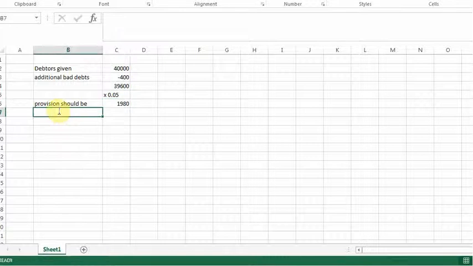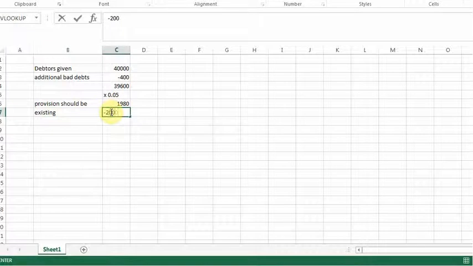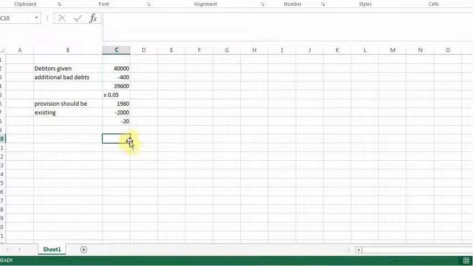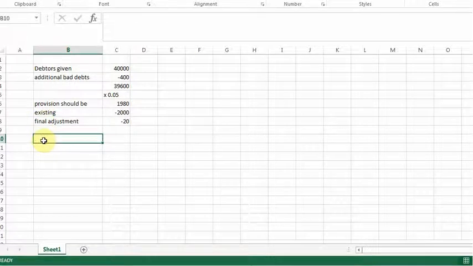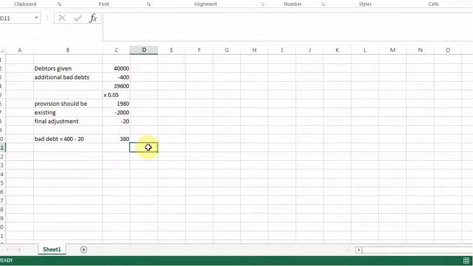The existing provision that was provided to you is deducted, and that was minus 2,000, which gives you an adjustment of minus 20 Rand. So the final adjustment is then a negative 20 Rand. My bad debts will then be the 400 Rand that I had to write off as the additional debts, and I will then minus from that my adjustments, which means it should give me a total of 380 Rand.